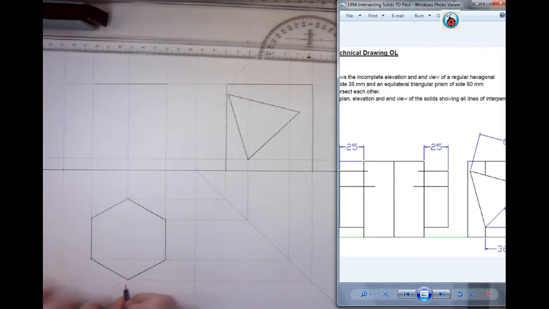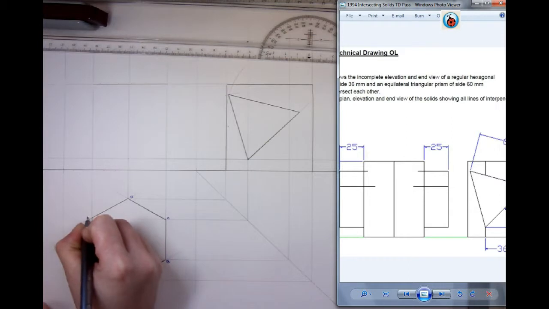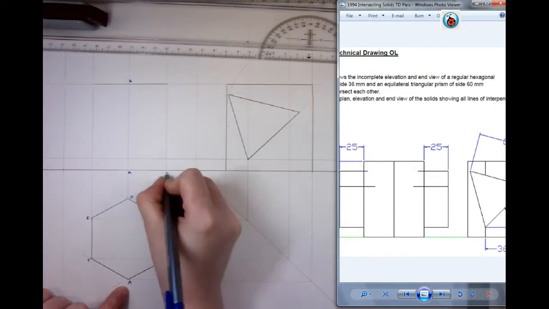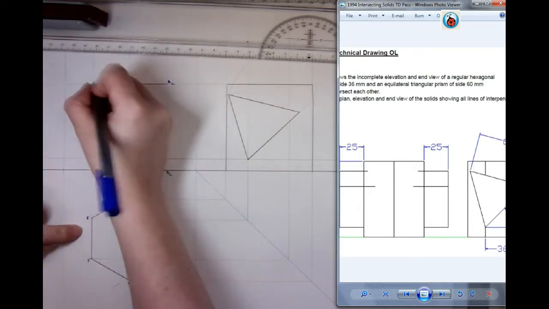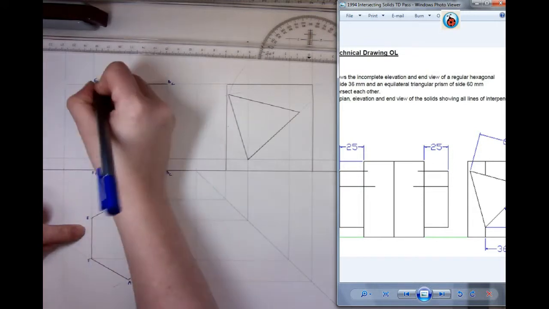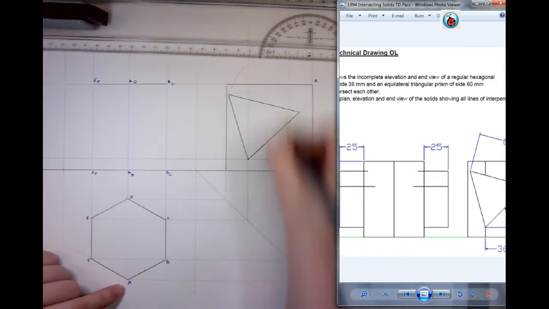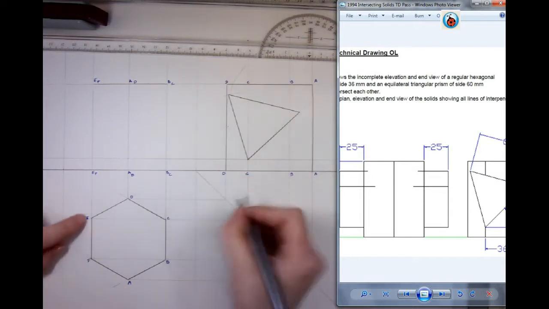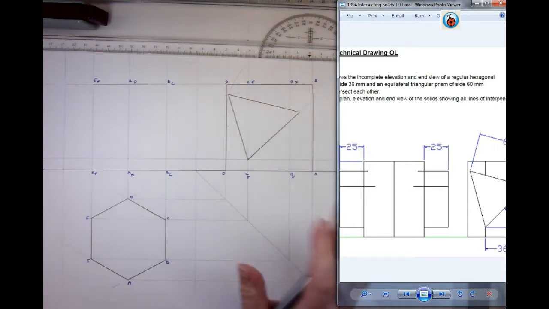So A, B, C, D, E, F. So this here is A, B, C, D, E, F. Following this way, A, B, C, D, E, F. Lovely.